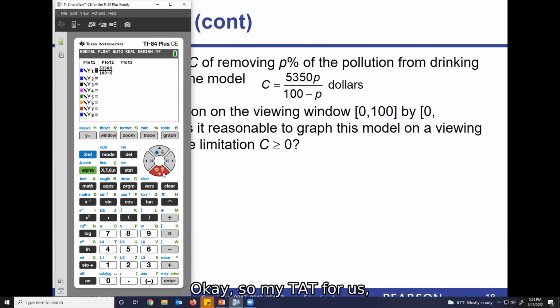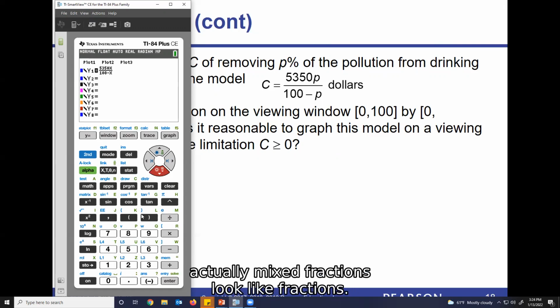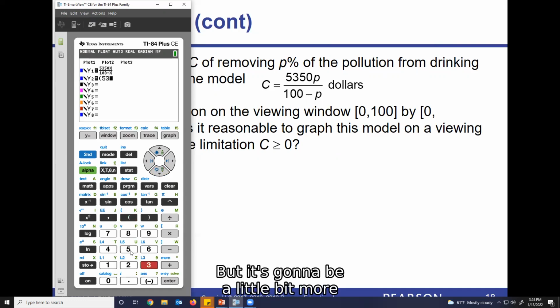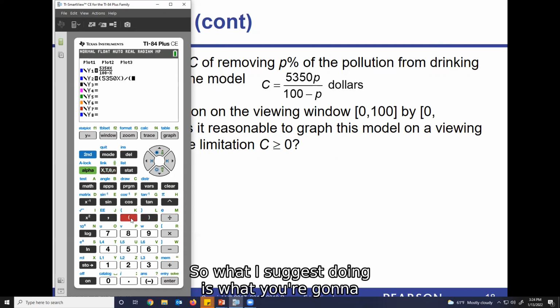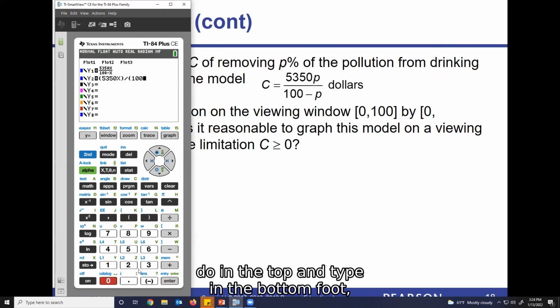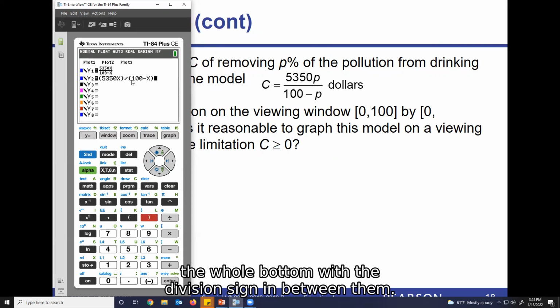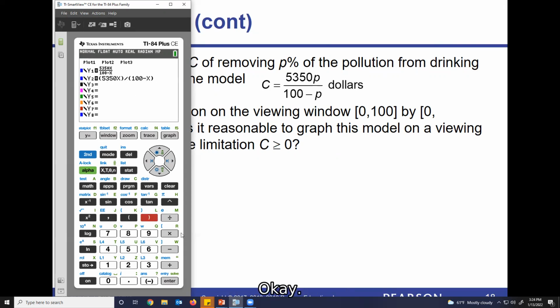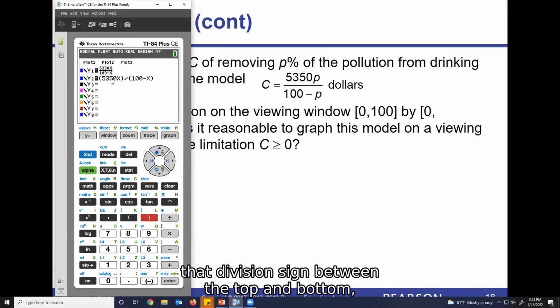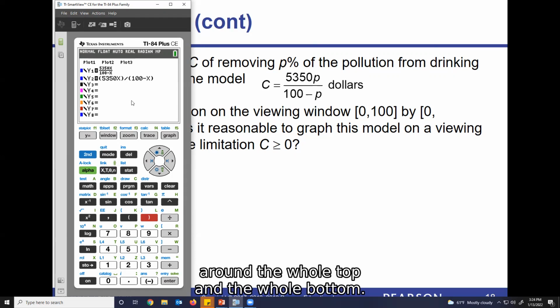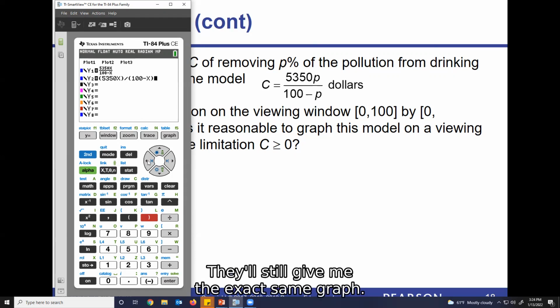One of the nice things about having a little bit newer calculator is that the TI-84 actually makes fractions look like fractions. For my TI-83s, I'm sorry, but it's going to be a little bit more difficult in the way it looks. What I suggest doing is typing in the top and typing in the bottom, but putting parentheses around the whole top and the whole bottom with the division sign in between them. We're just using that division sign between the top and bottom, and it'll still give me the exact same graph.